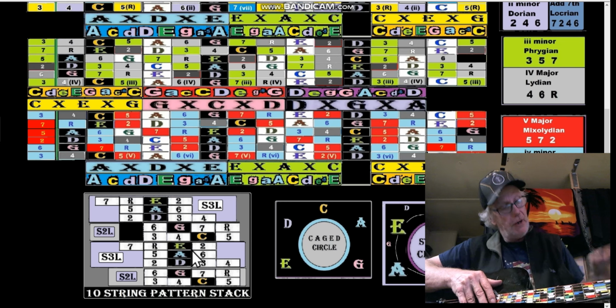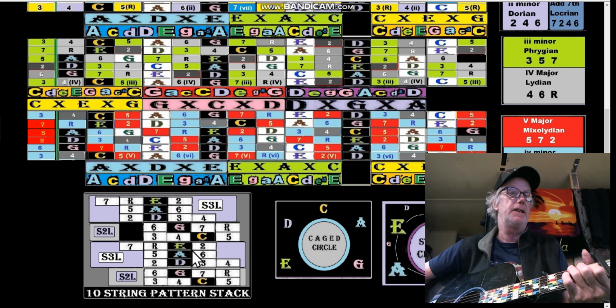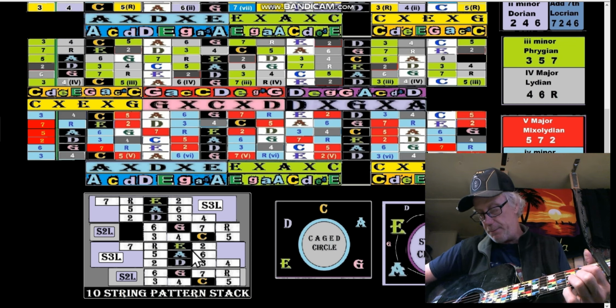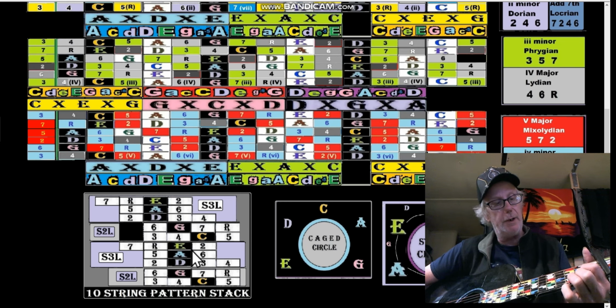we can do five different keys. So we can do the key of C, the key of A, the key of G, the key of E, and the key of D. But watch what happens if I take that D shape down one.